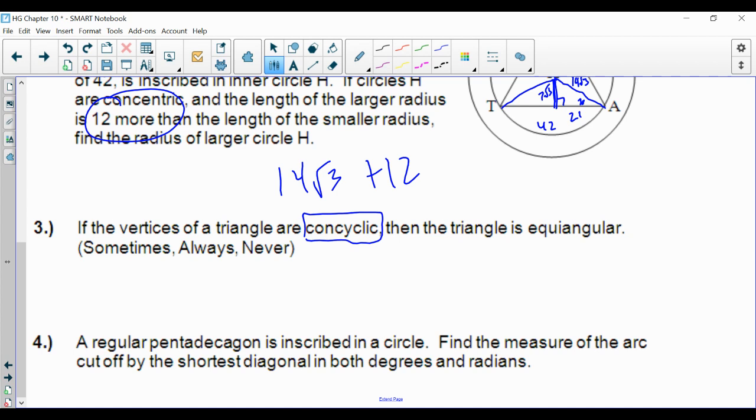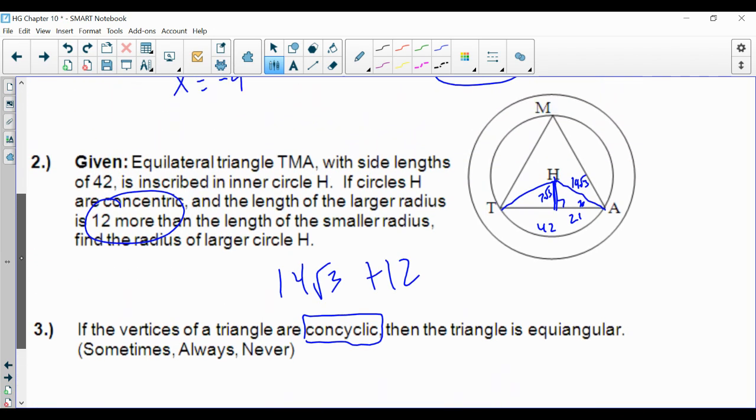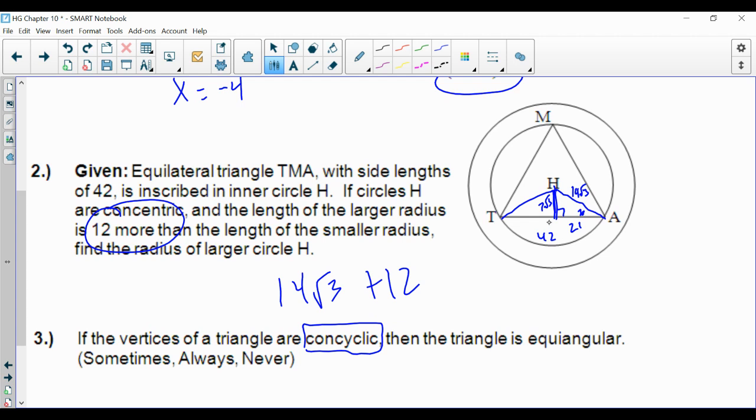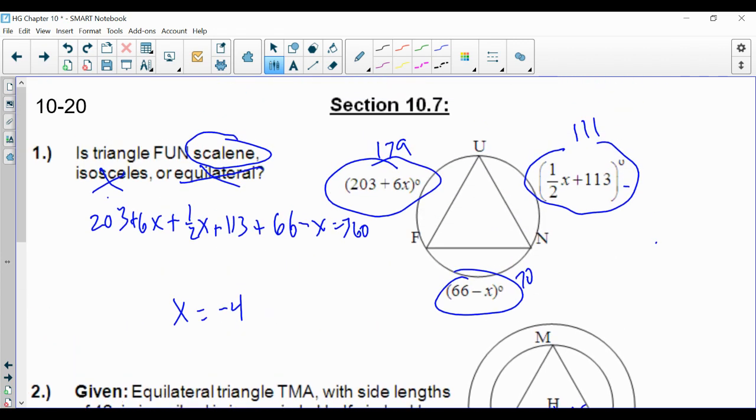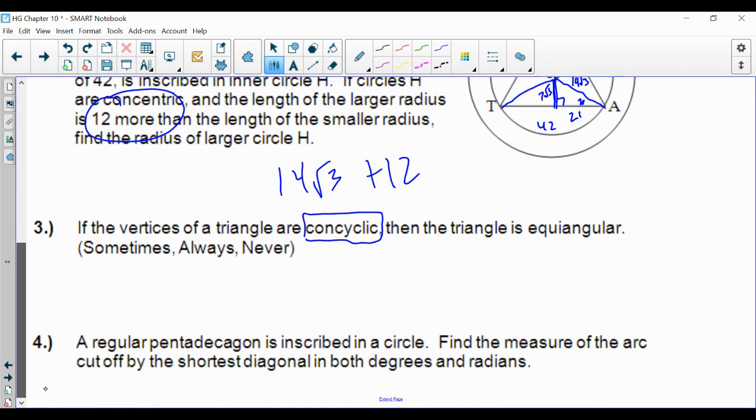So if the vertices of a triangle are concyclic, then the triangle is equiangular. Well, I don't have to draw anything, because if I look at question 2, here's an equilateral triangle, or equiangular, because it's also equilateral, that is concyclic. But if I go up to number 1, same exact idea, concyclic, because all 3 points are on the circle, but it's a scalene triangle, which means not all the angles are the same. So it does happen, but not all the time.